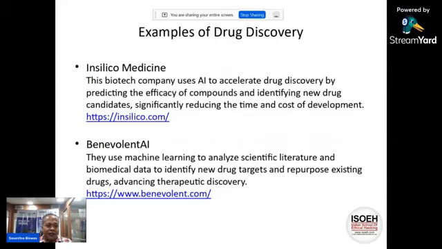In silico medicine and benevolent AI, two biotech companies, they are doing exactly that. They are using machine learning, artificial intelligence for drug, means medicine research, reducing time and cost of development.